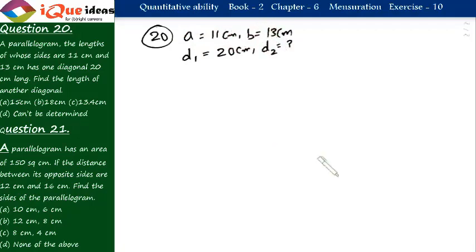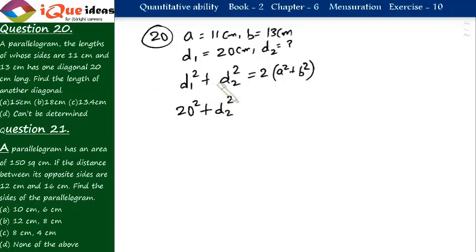Now let's do one thing. There is a formula that relates the sides and the diagonals, and that formula is d1 square plus d2 square is equal to 2 times a square plus b square. If you are aware about it, very nice. If you are not, please note it from here. Now d1 square is 20 square plus d2 square is equal to 2 times a square, that is 11 square, plus b square, that is 13 square.